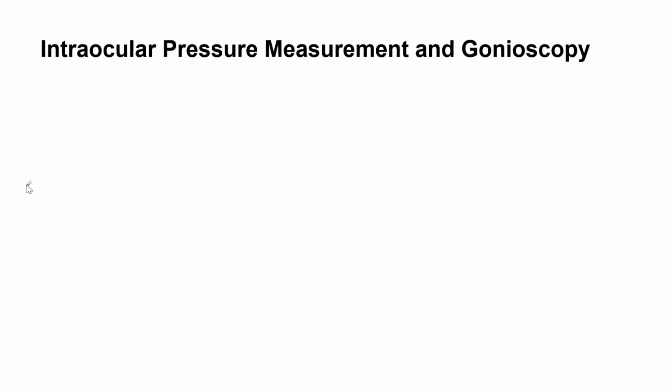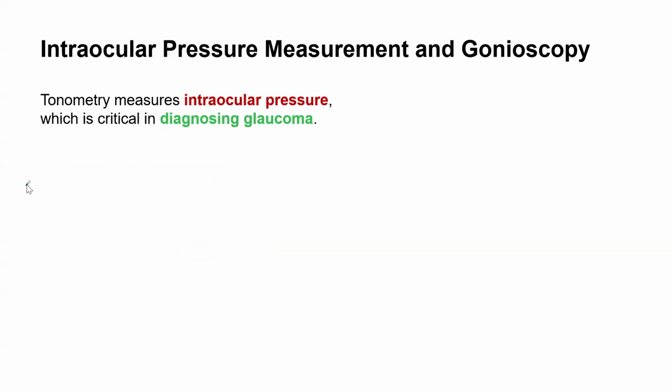So then, very importantly, is intraocular pressure measurement and gonioscopy. So we have what you call tonometry. Tonometry usually measures the intraocular pressure, which is critical in diagnosing glaucoma. So we can use tonometry to measure the intraocular pressure of the individual. Once you see a significant intraocular pressure in that particular individual, it's very important and critical in diagnosing glaucoma.